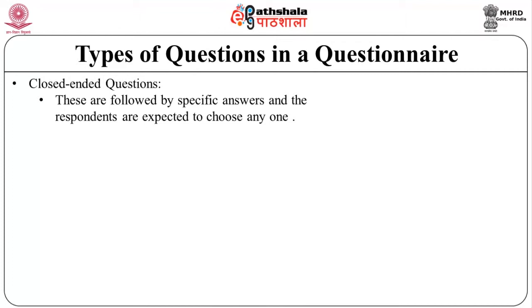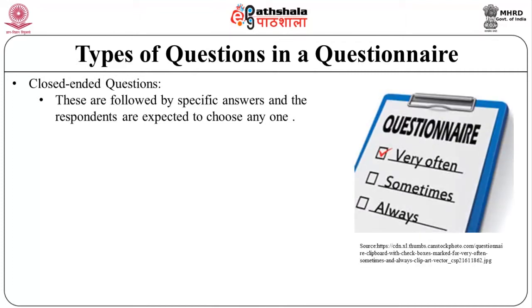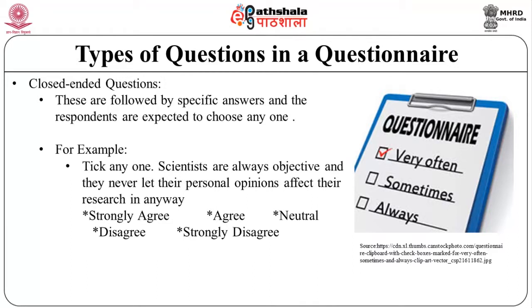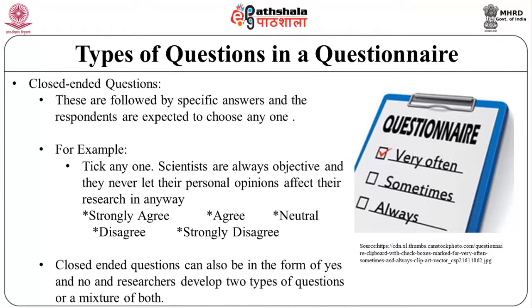Closed-ended questions are followed by specific answers, and the respondents are expected to choose any one of the answers. For example: scientists are always objective and they never let their personal opinions affect their research in any way. Strongly agree, agree, neutral, disagree, or strongly disagree. Closed-ended questions can also be in the form of yes and no. A researcher may develop a questionnaire with either of the two types of questions or a mixture of both.